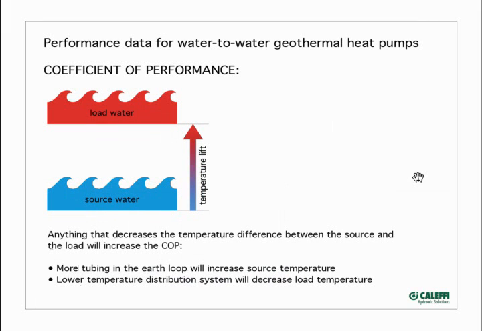I like to think of it this way. I look at it as sort of a temperature lift. You can think of your source water at some temperature, be it from the ground or an earth loop, and that heat is ultimately going up into your load water. So I look at the difference in temperature from the source water up to the load water as the temperature lift. Anything you can do to decrease that lift is going to improve coefficient of performance, and it's also going to improve capacity. So simple way to think about it.